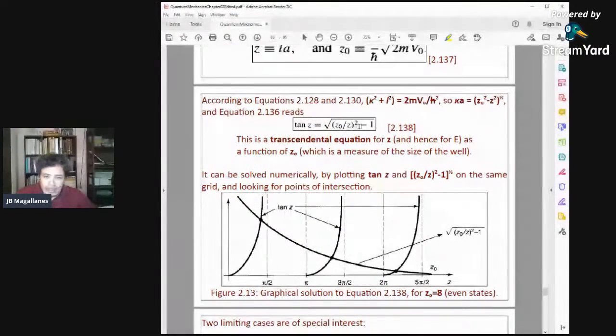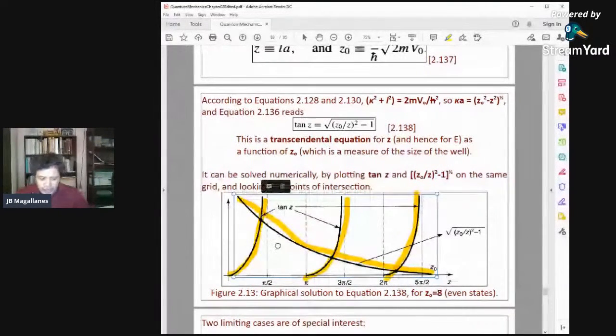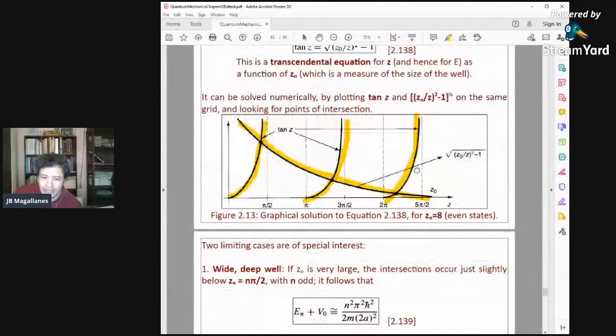The equation is satisfied. So you can graph tan Z, or tangent of Z, and then you can also graph this. This is like a one-sided parabola. So you have that. So the intersections are the points at which they're equal. Those points you can use to determine the energy.